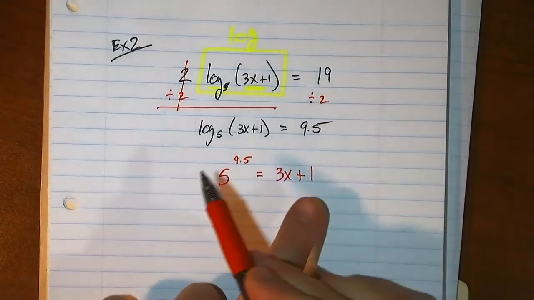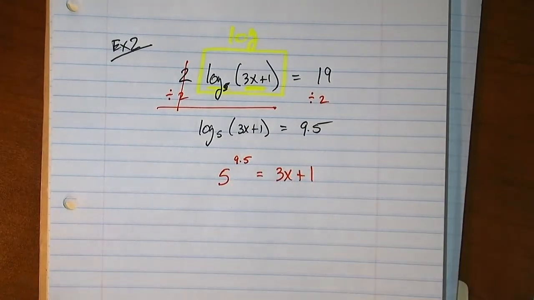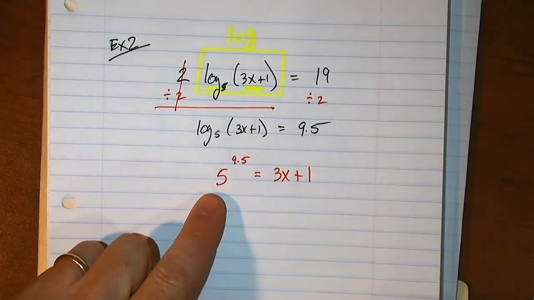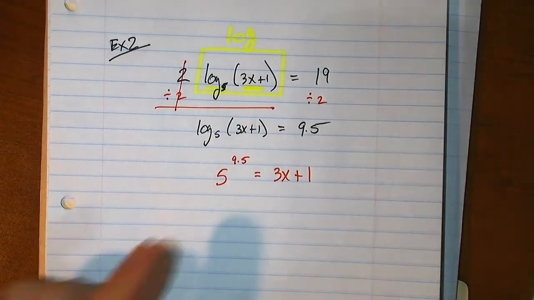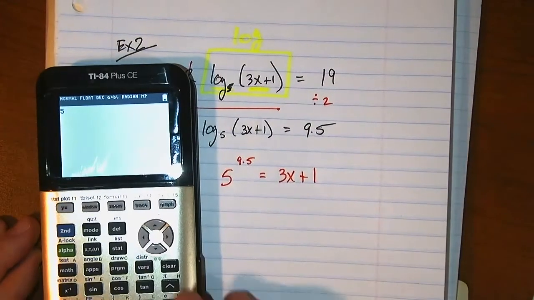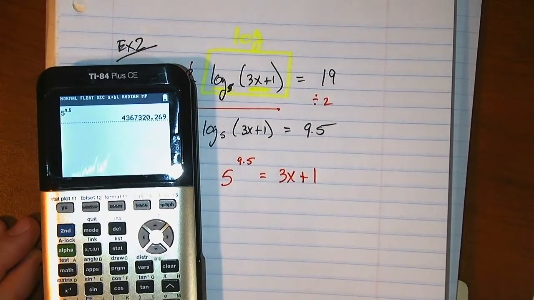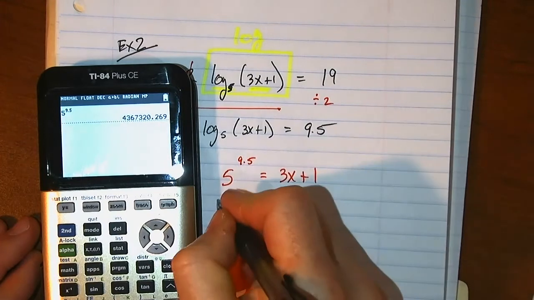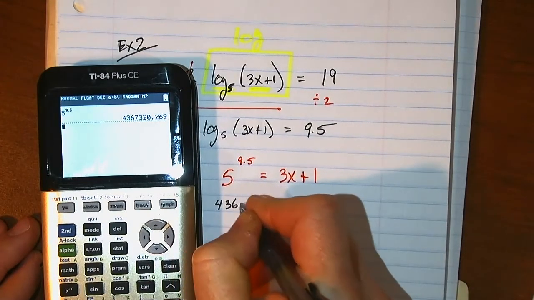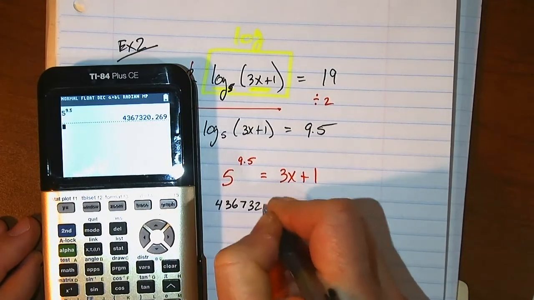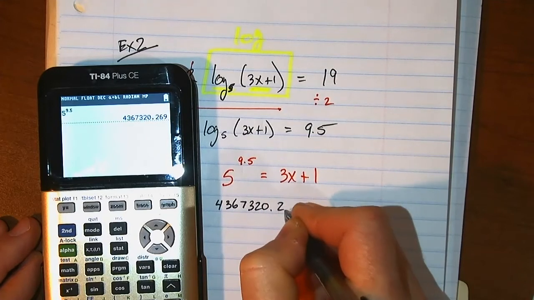And again, it doesn't matter which side those two things are on, but that's what you should end up with after you've done the inverse step. Okay? Now we're ready to find our answer. So this 5 to the 9.5 power, I'm going to type that into my calculator. I get a big number, but that's okay. We can work with big numbers, just like we can work with decimals. These things are all part of the number system still.